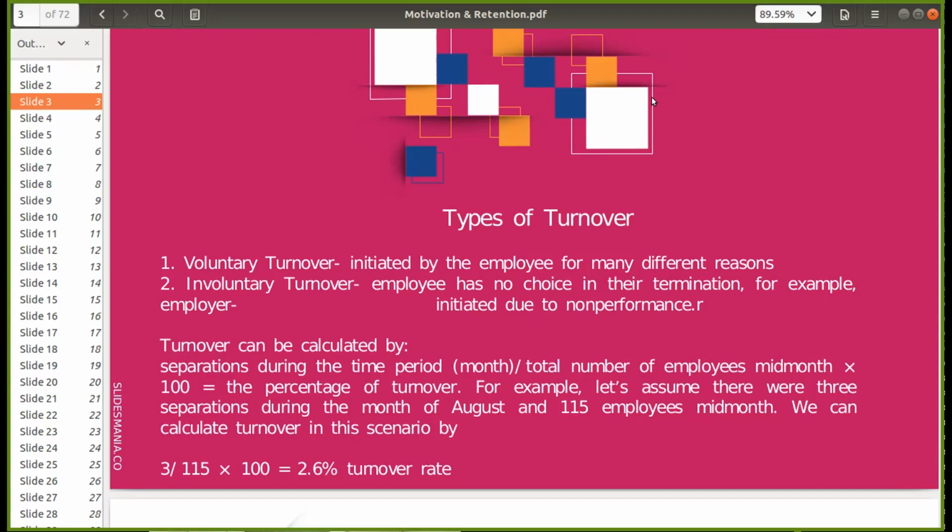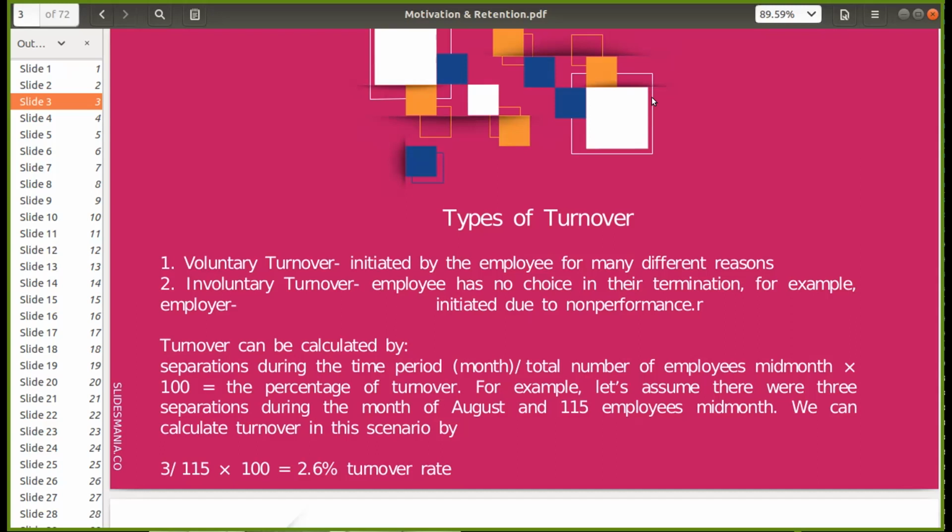Okay, so when you say turnover, okay, it means losing an employee, right? That's what turnover is. So there are two types of turnover. We have the voluntary and involuntary turnover. When you say voluntary turnover, it is initiated by the employee for different reasons. Okay, umalis, no? May personal na rason kung ano man yan. No? Pwedeng mag-abroad or better opportunities, family reasons, health reasons, yan, under voluntary turnover.